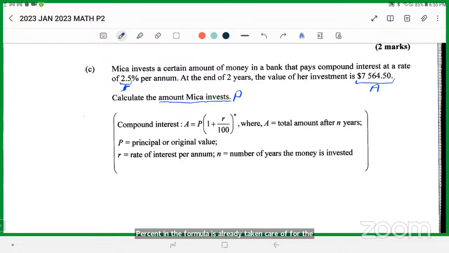And then the time, N is the number of years, right? So this figure, this 2 right here, is your N. Just put a different color to differentiate.